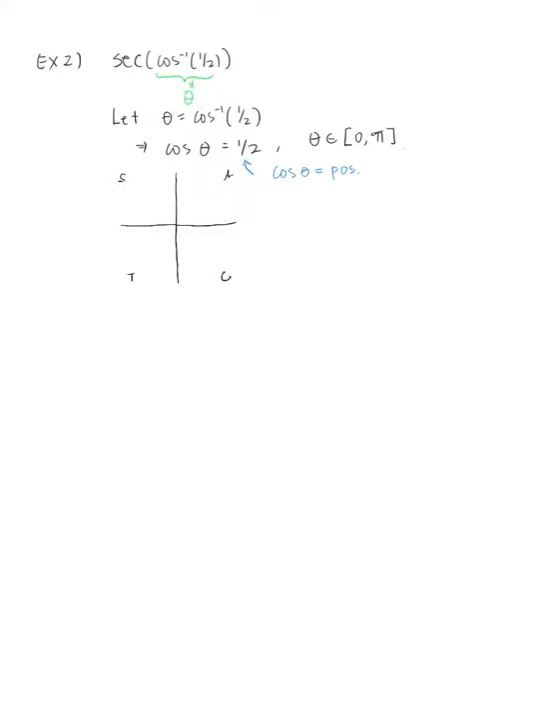Okay, so cosine is positive in quadrant 1 and quadrant 4. But theta better be between 0 and pi. Let me circle the possible ones. Here we go. But theta must be between 0 and pi, which is from here to here. So that means that theta must lie in quadrant number 1. Let me cross quadrant 4 out, and I'm just going to box that.